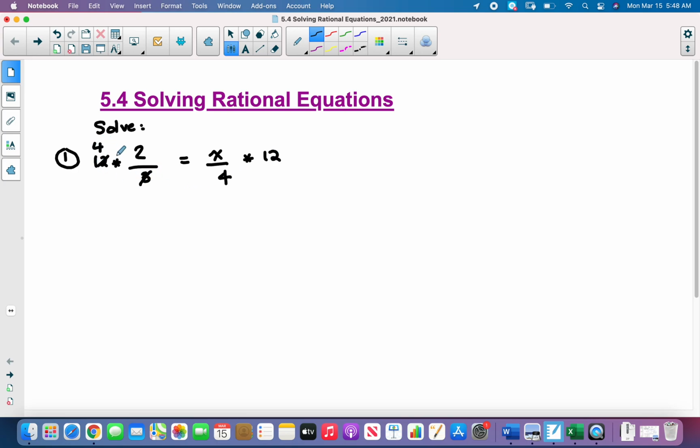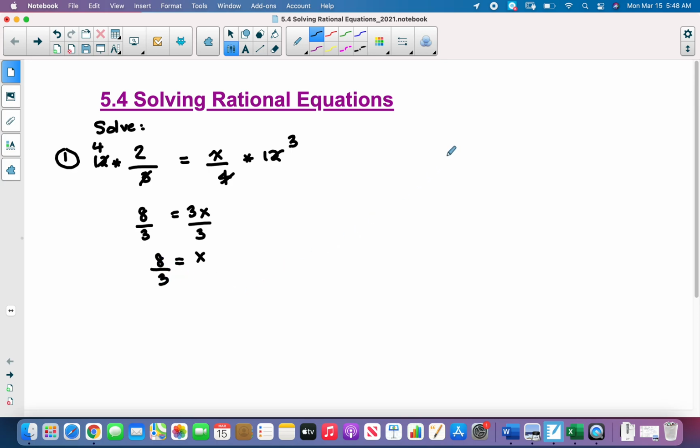12 divides by 3 to give you 4 here. 12 divides by 4 to give you 3 here. And you get 8 equals 3x. You divide both sides by 3, and you get x equals 8 over 3.